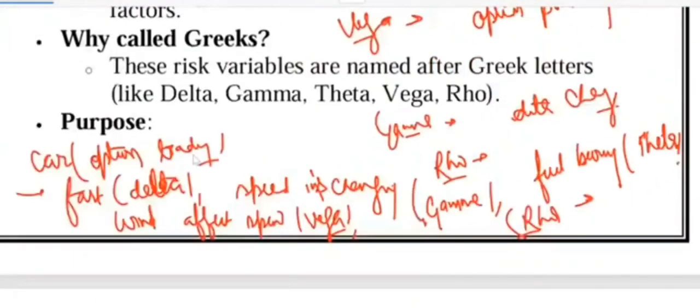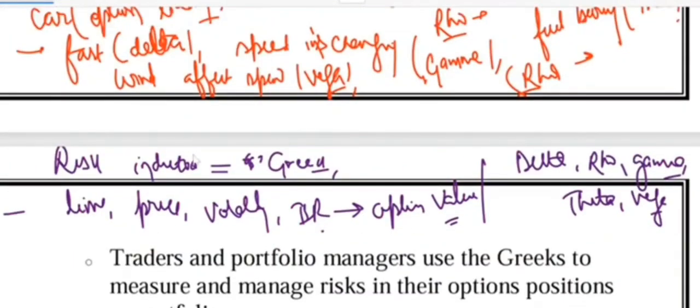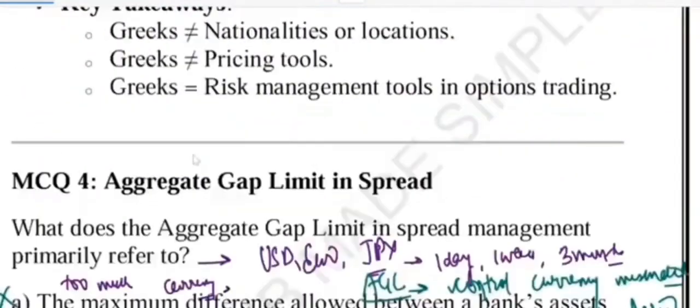In the next question, we discussed Greeks. I told you, Greek is a kind of risk indicator. There are several factors which determine the option value like time, price, volatility, interest rate. All of these factors determine the option value. Delta, rho, gamma, theta, vega. These are different kinds of Greeks.